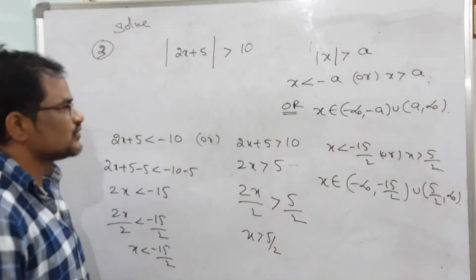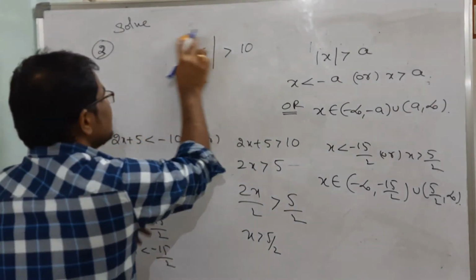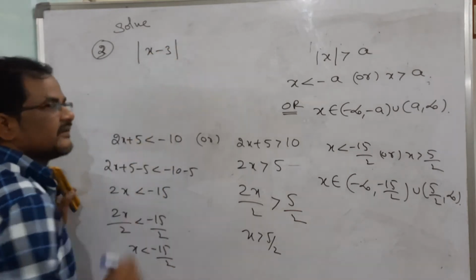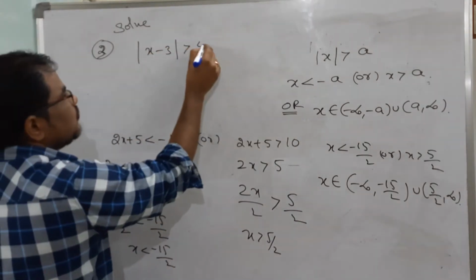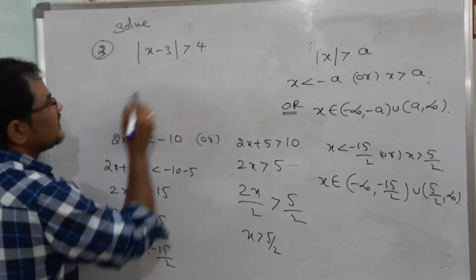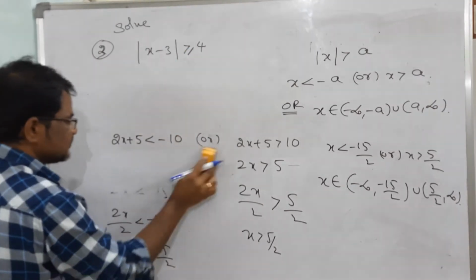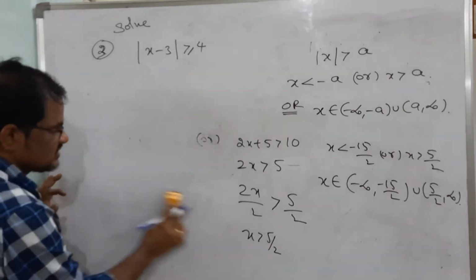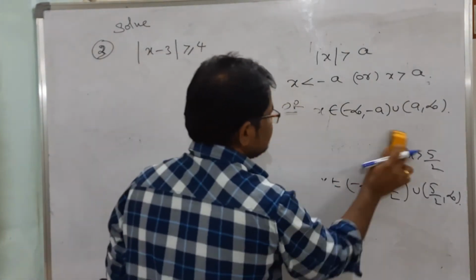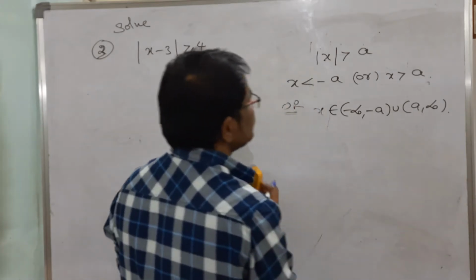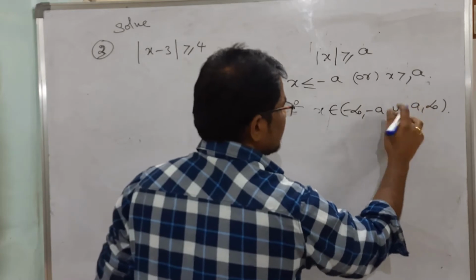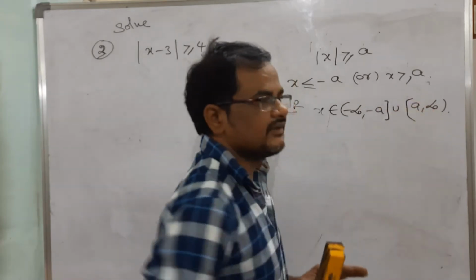Okay. Suppose one more problem I will take like this: modulus of x minus 3 greater than 4, like this they given, or greater than or equal to the given. So equal to the given means just we have to change the interval like this. So here equal to, here equal to, here what we have to take? Closed interval we have to take.